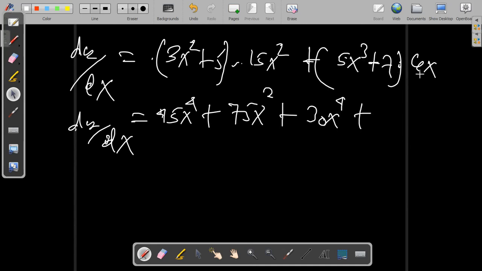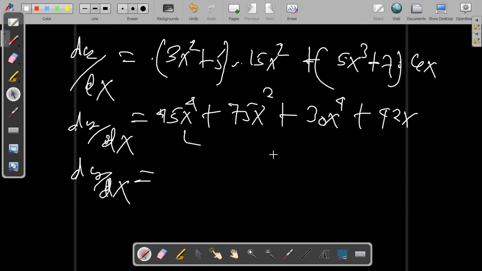Then plus 7 times 6x, that will give you 42x. So here our dy/dx will be equal to, now let's collect the like terms together. We have 75x raised to power 2, we have 30x raised to power 4, and we have 45x squared.